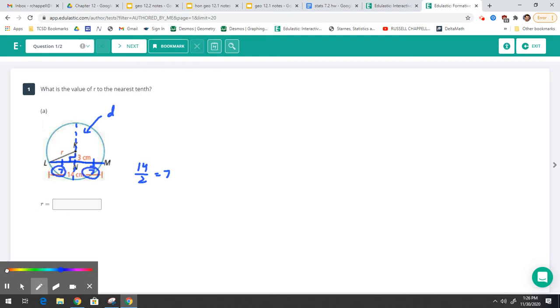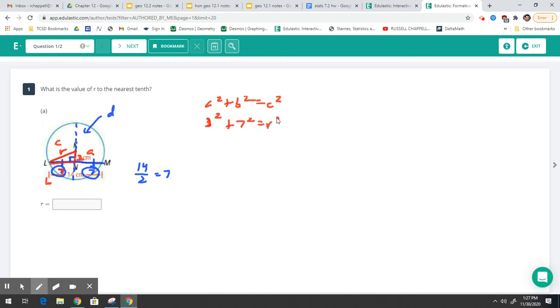Now in this picture, we have a right triangle. This side is 7. This side is 3. We need to find r. That's Pythagorean theorem time. A squared plus b squared equals c squared. Now a and b are 3 and 7. I'll let 3 be a, 7 be b. R is your hypotenuse, c. So I'll do 3 squared plus 7 squared is r squared.